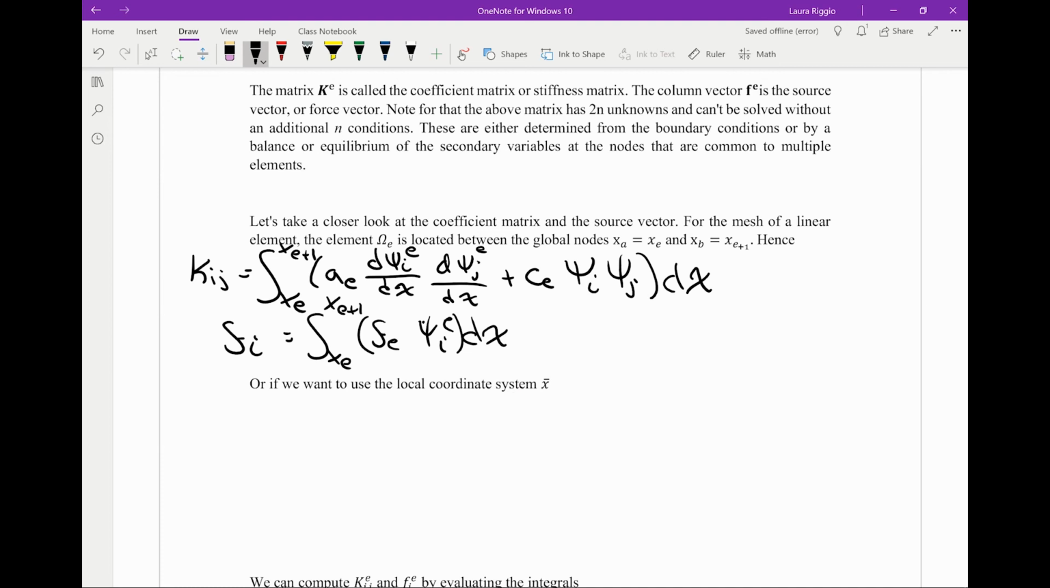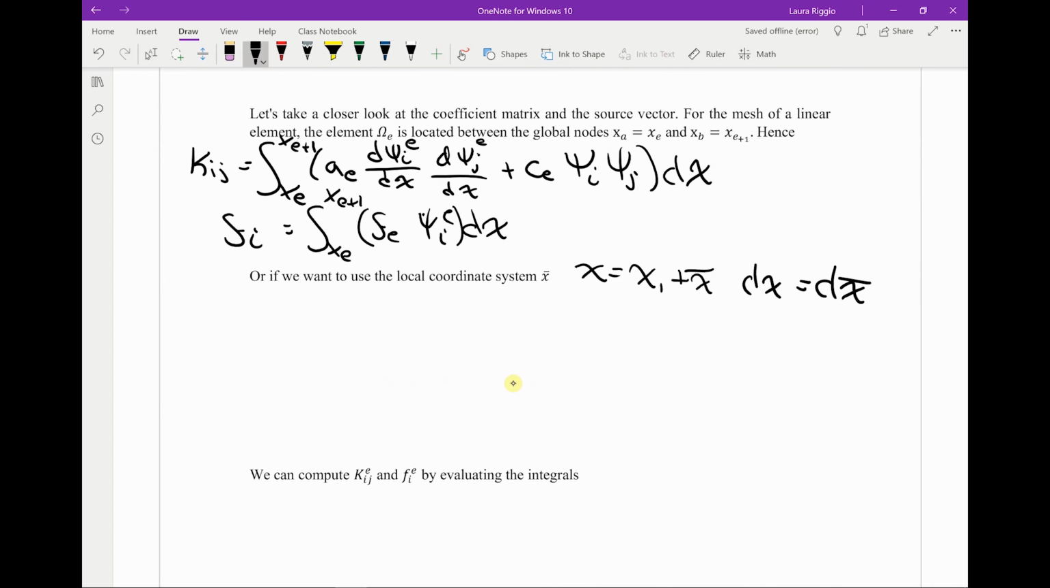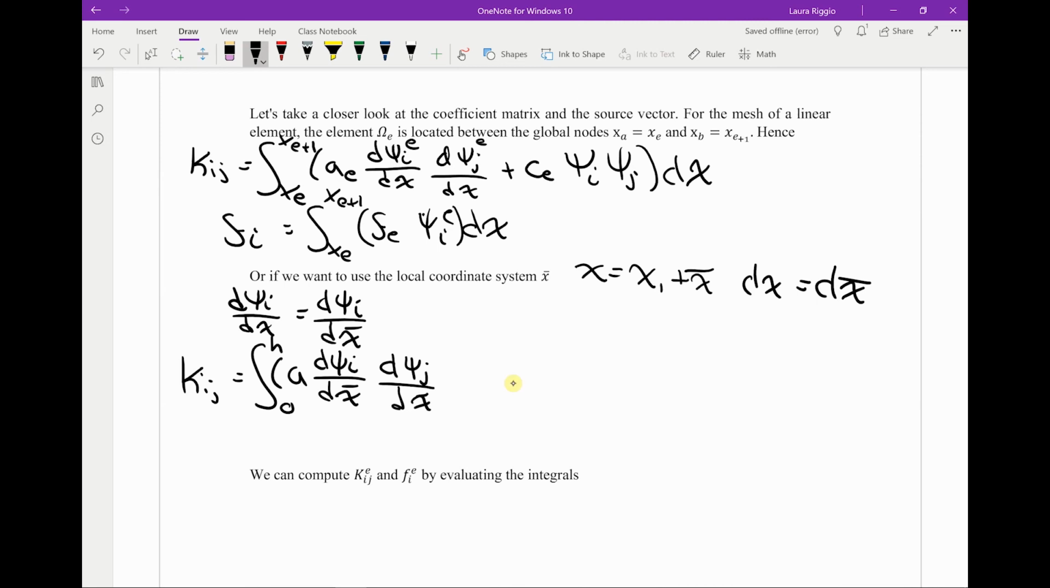Or if we wanted to use our local coordinate system, which again by definition is x is equal to x1 plus x bar, so dx would be dx bar. I'm noting that d psi i dx is going to be d psi i dx bar. We're going to get that Kij is equal to the integral from 0 to h of a d psi i dx bar, d psi j dx bar, plus c psi i psi j dx bar. And Fi is equal to the integral from 0 to h of fe psi i dx bar.